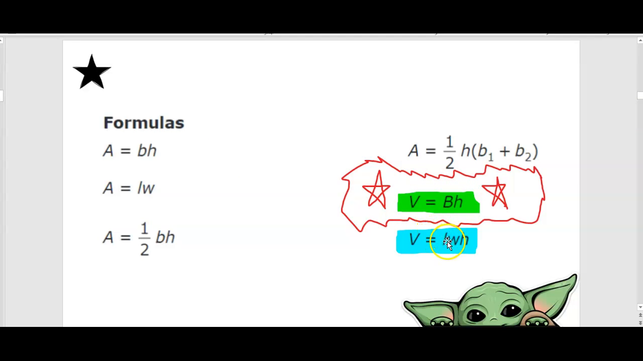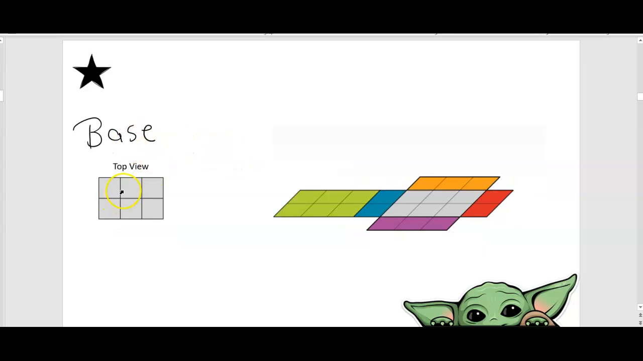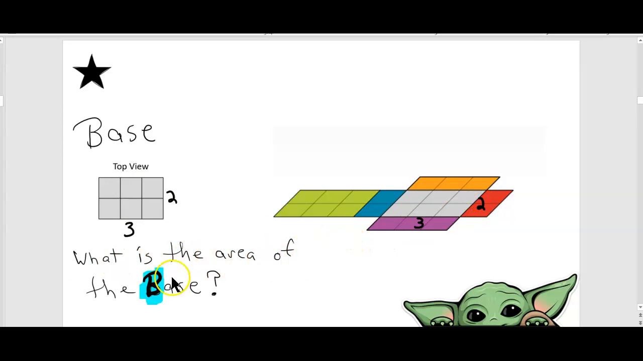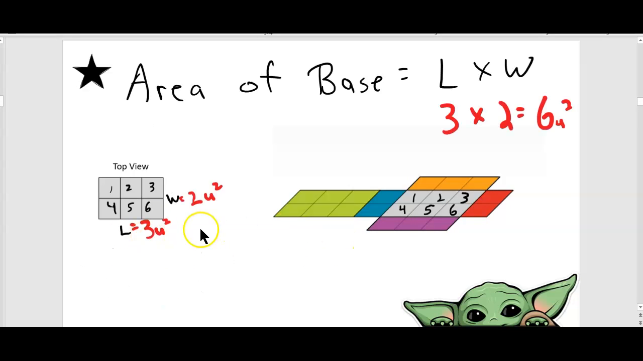Even though we're using length times width times height, we're really going to turn that length and width into something called the big B. You'll see what we mean when we get there. This is the big B, the base. See, the gray here is the same as the gray here. This is the top view. What is that base? It's a 3 by 2. So what is the area of that? Well, that'll be our big B, length times width. That's going to be 6. 6 square units. That's our big B.